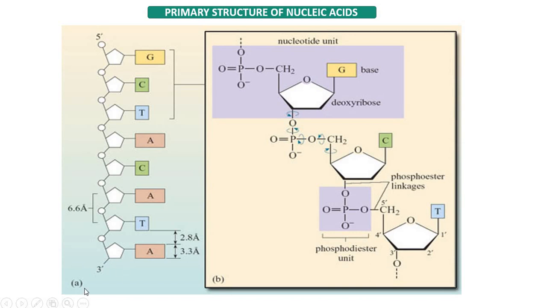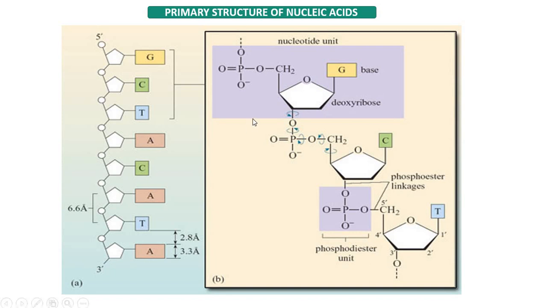This represents the 5 member ring, that is a sugar, and these alphabets represent the base. So again another nucleotide, this is another nucleotide, this is another nucleotide. In this way, many nucleotides join together to form a polynucleotide strand, and that polynucleotide strand has two ends, 5 dash end and 3 dash end.